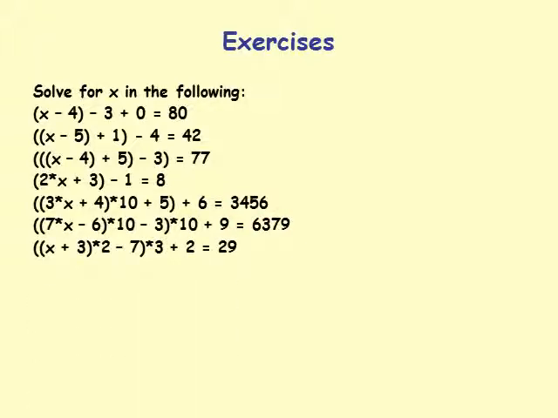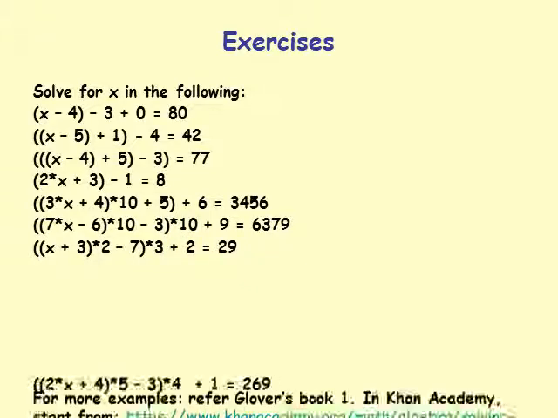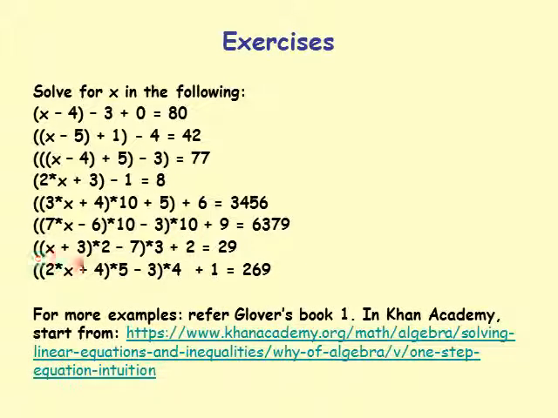x plus 3, the result of x plus 3 multiplied by 2. From that result, we subtract 7. And to that result so far, we multiply by 3. And to that, we add 2, and it equals 29. Then 2x plus 4, the result of that we multiply by 5. From that we subtract minus 3, and the result of that we multiply by 4 plus 1 is 269.